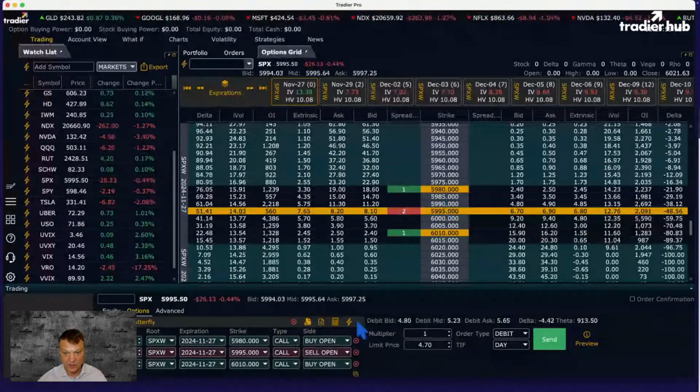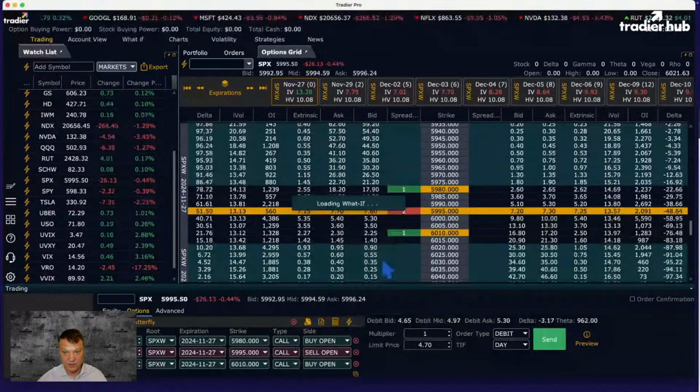And I'll send it to the what if calculator. I'm still going to do this today. We still got a lot of premium. So here's what's amazing about the SPX: the 59.95 is still trading for $7.60. We still have that much time premium in this option contract.